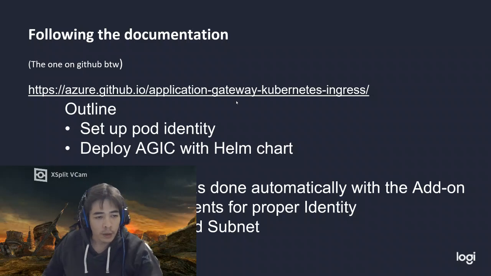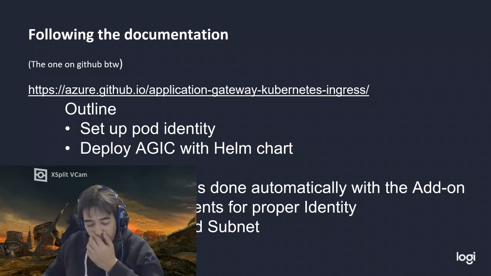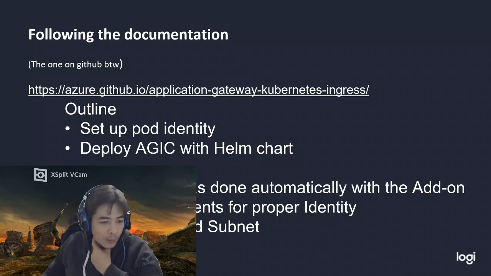So to install the open source project, the best way is to start by reading the documentation, obviously, and I'm specifying here the documentation on GitHub and not necessarily the one on the Azure documentation, because it is less specific than the one on the GitHub project, obviously. So the link is here. The steps, because we do have some steps. We need to set up pod identity. I will explain why afterward. And we also need to deploy AGIC with Helm chart.